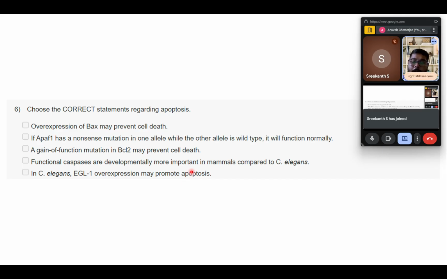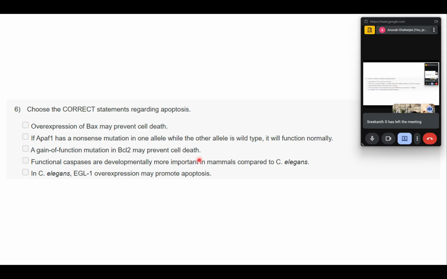Okay, so let us get back to the question. Again, the question was, choose correct statements regarding apoptosis. Overexpression of BAX may prevent cell death. If APAF1 has a nonsense mutation in one allele while the other allele is wild type, it will function normally. A gain of function mutation in BCL2 may prevent cell death. Functional caspases are developmentally more important in mammals compared to C. elegans. In C. elegans, Eagle1 overexpression may promote apoptosis.